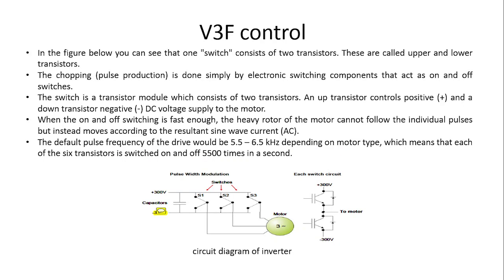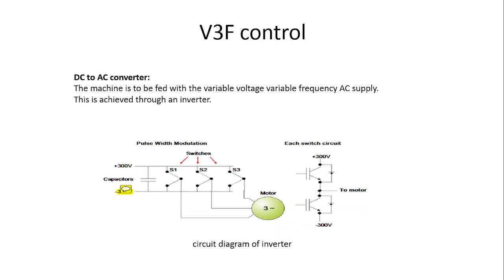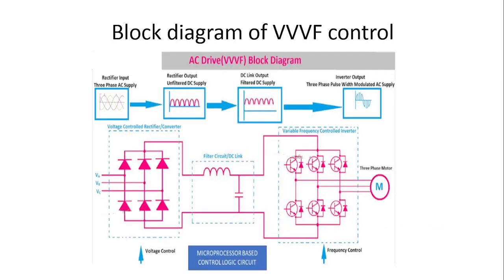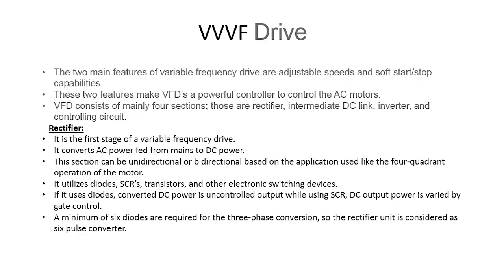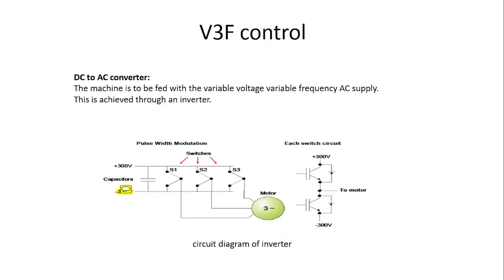While implementing the V3F control, we have 6 switches as we have seen in the diagram. The switching pattern generated by the microcontroller unit should be such that both the upper arm switch and the lower arm switch of the same leg are not turned on at any instant of time. If they are turned on at the same instant, it will get short circuited, so generally it is avoided. That is one of the precautionary steps for the controller unit.